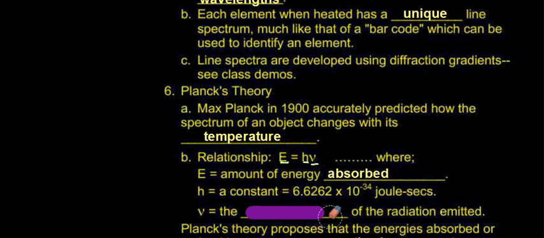Okay, where E is the amount of energy that is absorbed. H is a constant, and it's called Planck's constant. And it's 6.6262 times 10 to the negative 34th joule seconds. And those units are just there in order to create the amount of energy when it's multiplied with the frequency of the radiation.